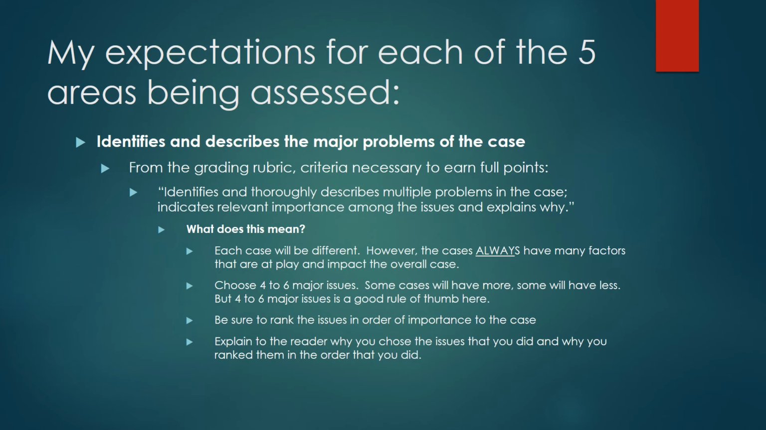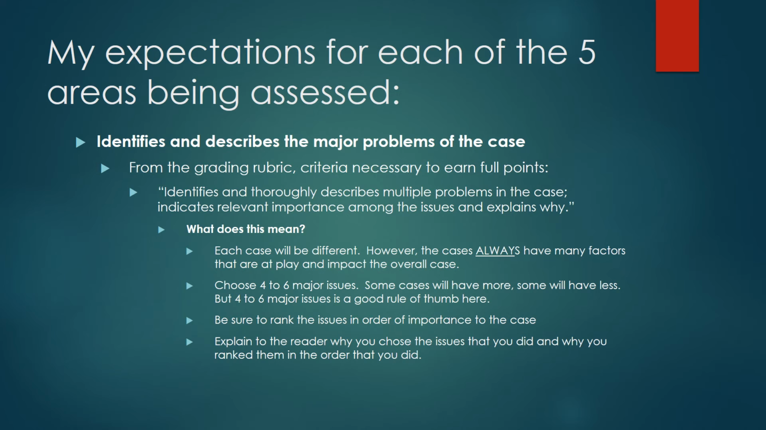The second area on the grading rubric that I will be assessing is the category that talks about identifying and describes the major problems of the case. So from the grading rubric, the criteria necessary to earn full points or excellent or the full 5 points is identifies and thoroughly describes multiple problems in the case, which indicates relevant importance among the issues and explains why. So what exactly does this mean?